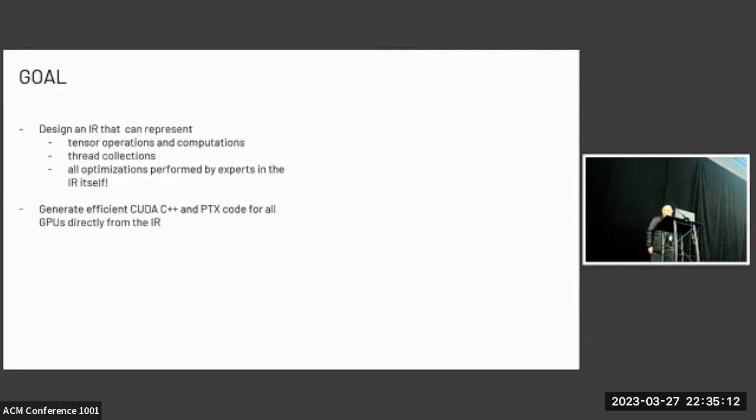So what do we want to do? We want to design an IR that can represent tensor operations and computations. We can also talk about threads in this IR, and we want to be able to represent all the optimizations that are currently done by superhuman ninjas at NVIDIA and other places. And then from this IR, we want to be able to generate code that works pretty well. So that's what we want to do.